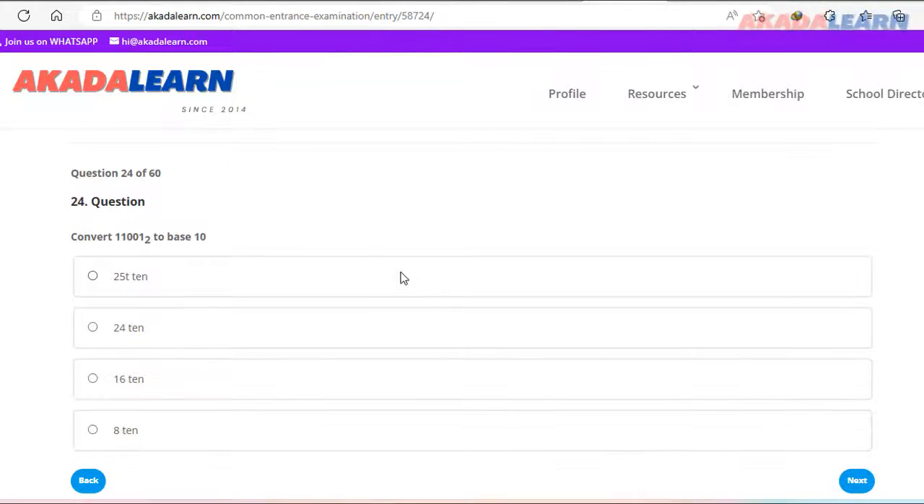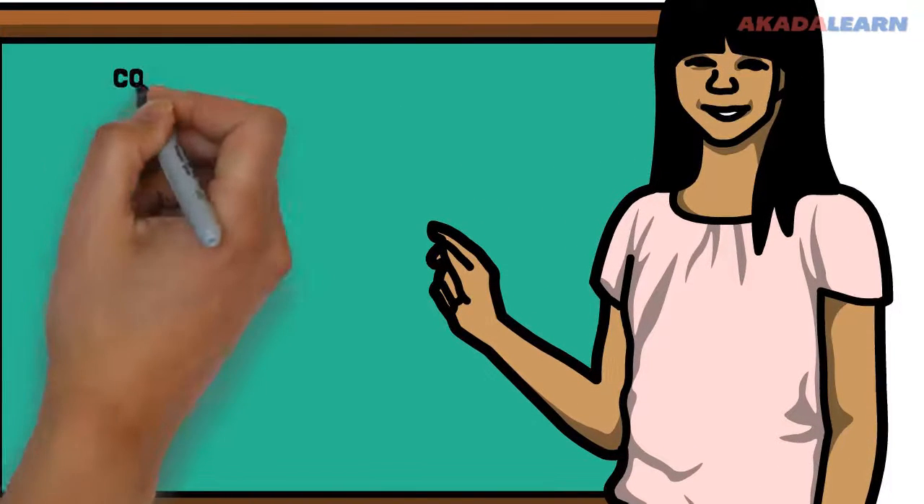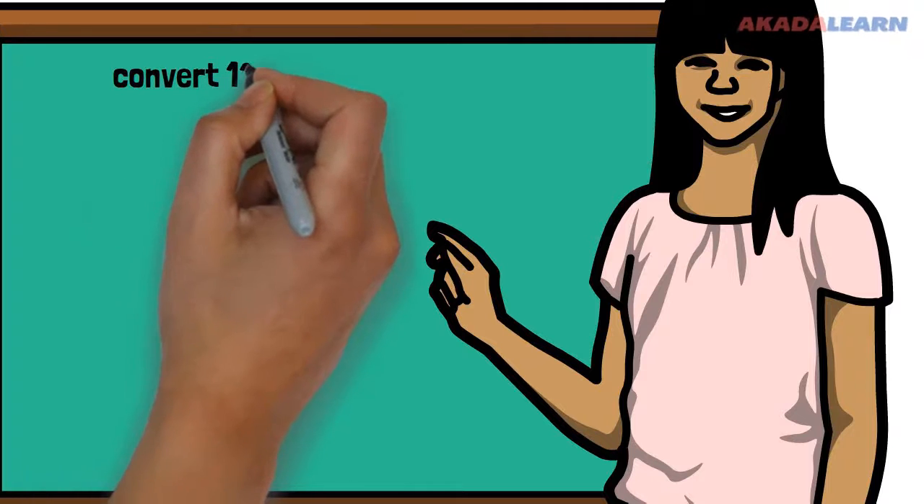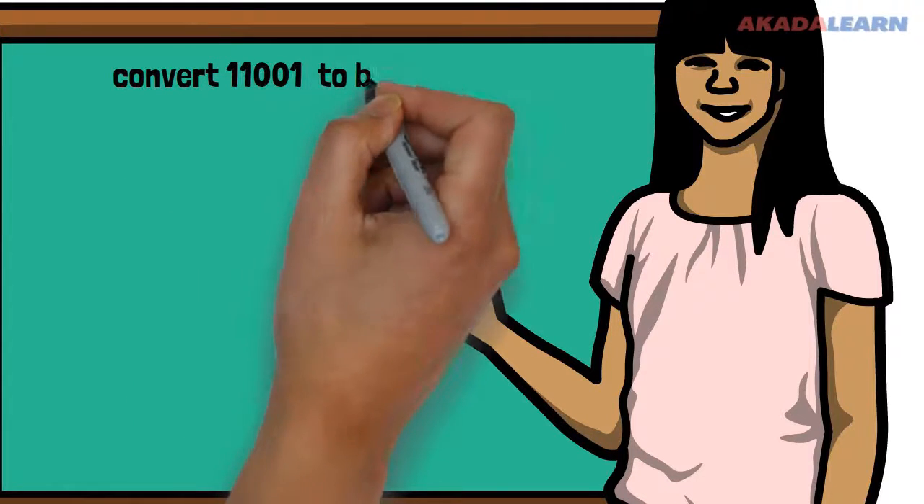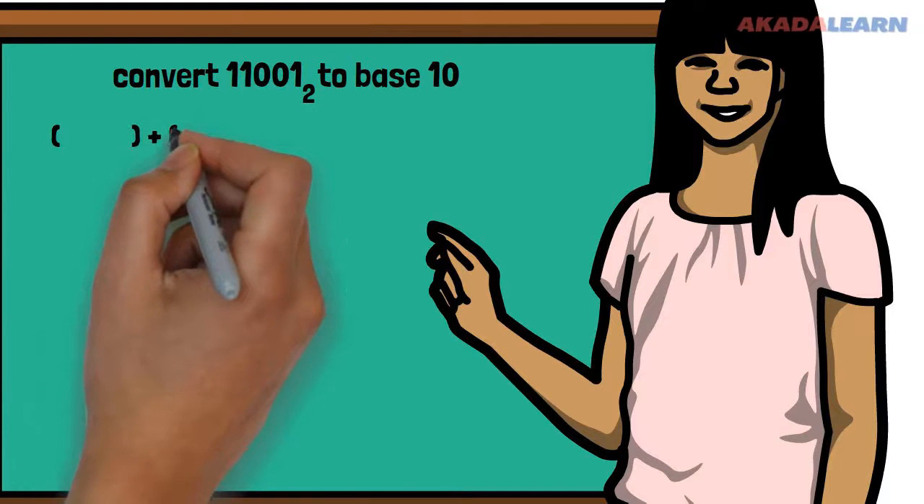It is: convert 11001 base 2 to base 10. So let's look at our video and see how we find the answer to that. So let's begin with this one. The question is convert 11001 base 2 to base 10. So how do we begin?